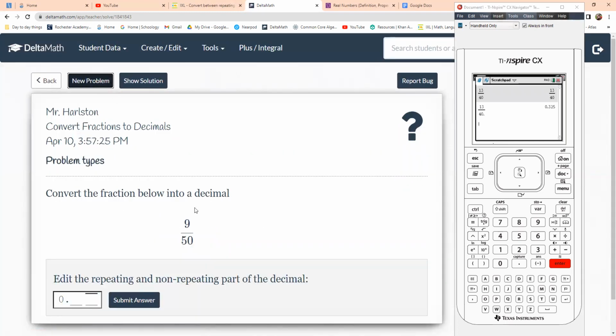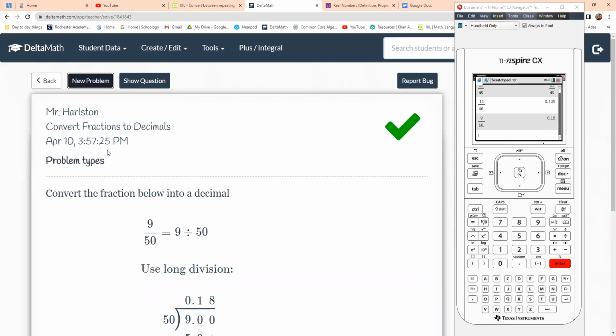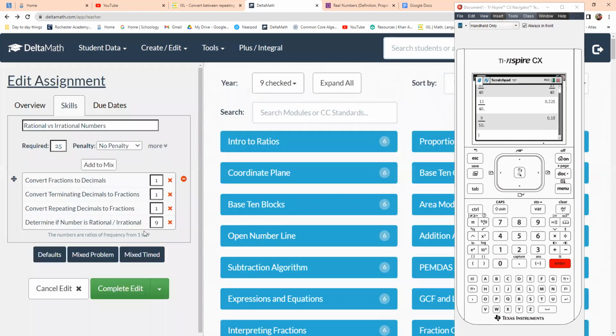This one says convert this into a decimal. I know this is going to be 0.18, but if you do 9 divided by 50 and put a point in there, it knows you want a decimal, so it says 0.18. So boom, we're done, submit it. It says wonderful. So that's what you're doing. You got to use the calculator. If you're trying to convert it to a decimal, you got to make sure that the division has at least 1 decimal in it.